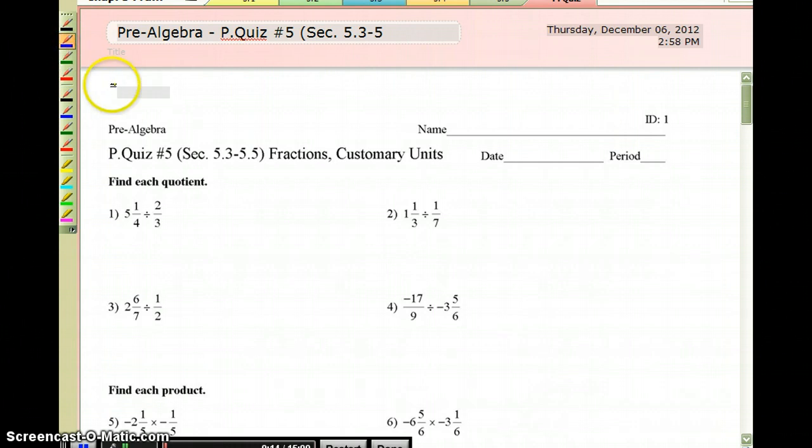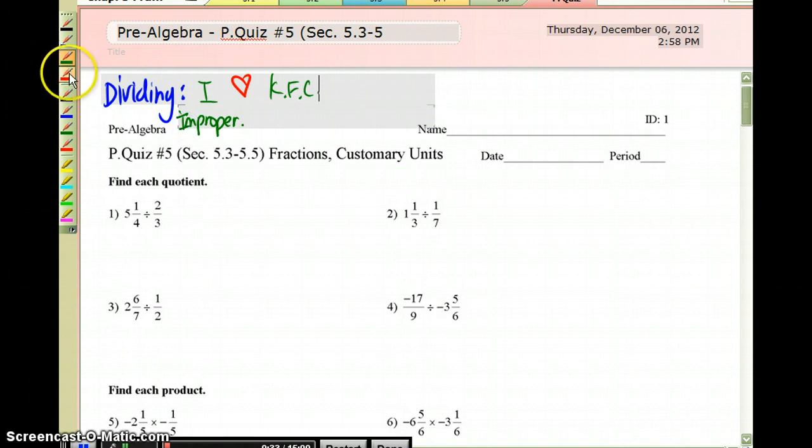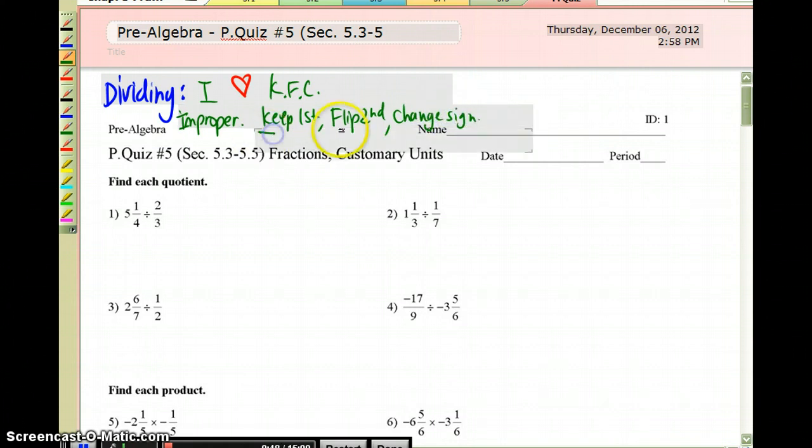Just to briefly review, when you are dividing fractions, there is a strategy that we learned in class, and that is called I heart K.F.C. Remember that I stands for making the fraction improper. That's a must. The heart doesn't really stand for anything except that we love fractions, and maybe K.F.C. And then K stands for keeping the first, F stands for flipping the second fraction, and then C stands for changing the sign. Okay, K.F.C.